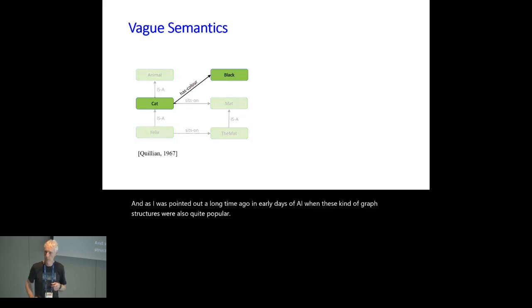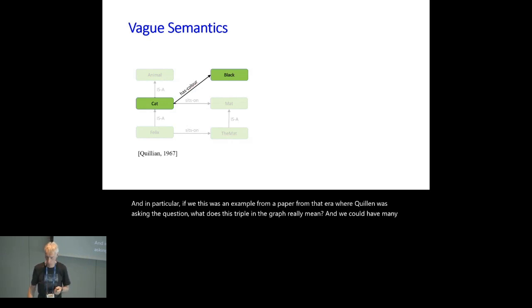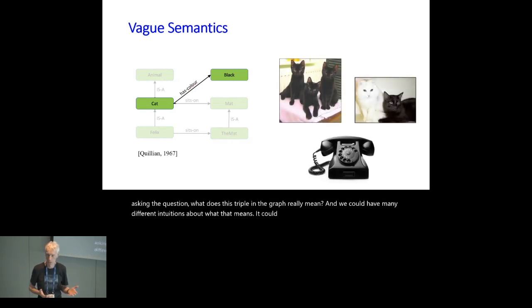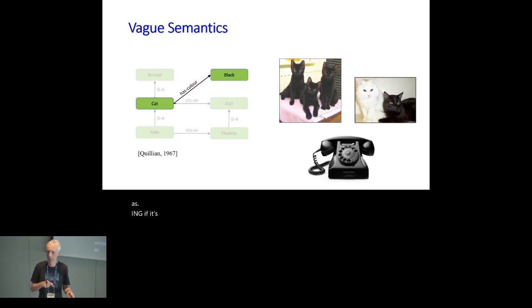In particular, this was an example from a paper from that era where Quillian was asking the question, what does this triple in the graph really mean? We could have many different intuitions about what that means. It could mean all cats are black. Maybe it means some cats are black. He even said that, well, if we wanted to be really difficult, we might interpret it as saying, if it's black, then it's a cat. So the intuitive meaning might not be all that easy to actually agree on.